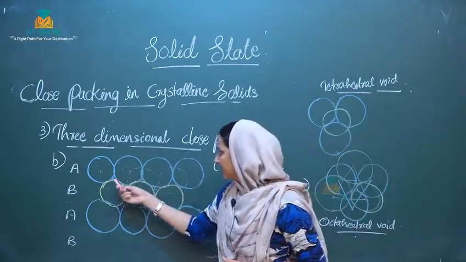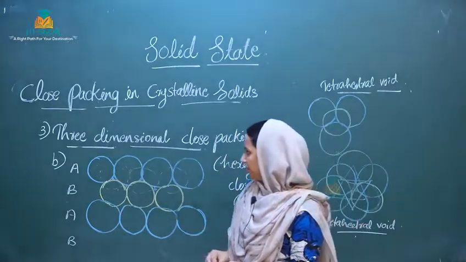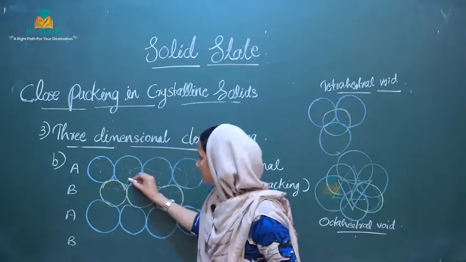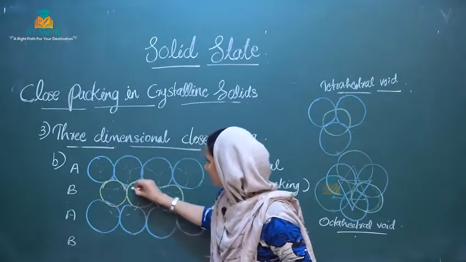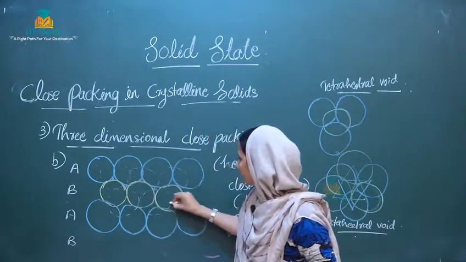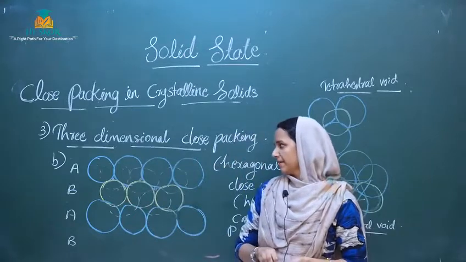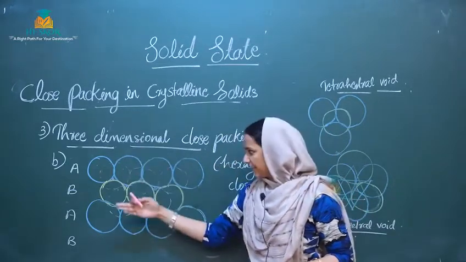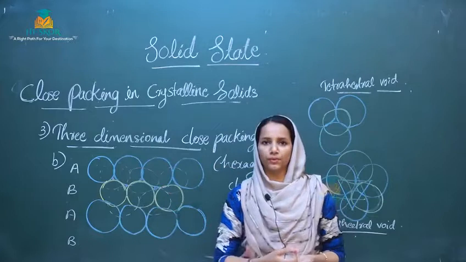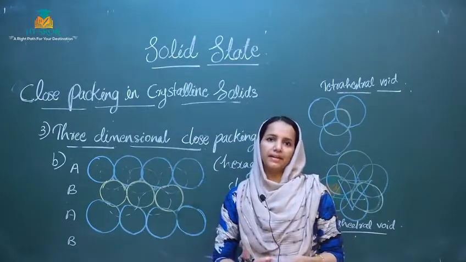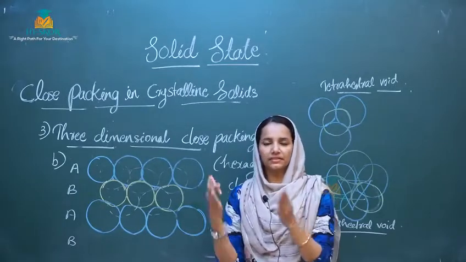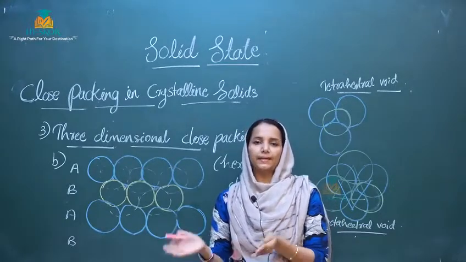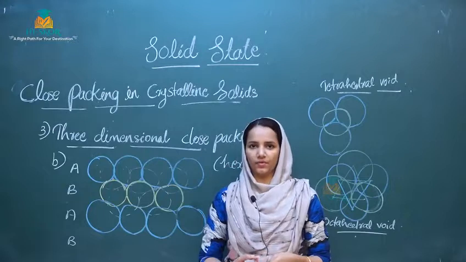In the second layer, you can't fill or cover this B void; next, the A type void we have to cover. In between these spheres, the structure will come like this. So, in the second layer also you have 2 types of voids. Suppose we name them C and D voids. In the first layer we have A and B voids, and in the second layer we have C and D voids.